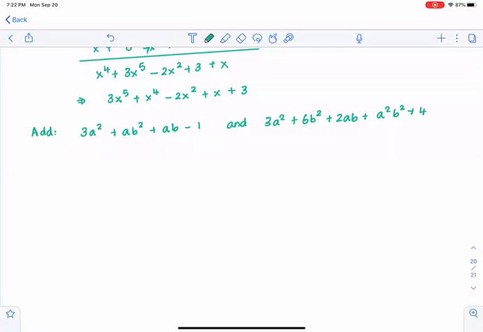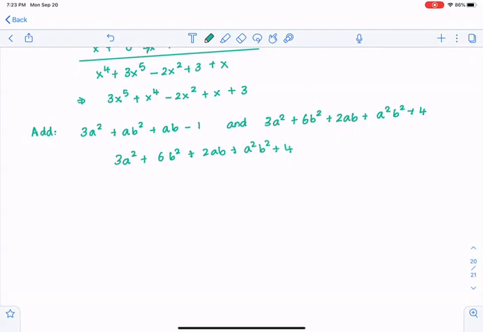So here we have polynomials that have two variables, a and b. We'd like to add them. So I'm going to put the longer polynomial as the first polynomial in my process. So 3a squared plus 6b squared plus 2ab plus a squared b squared plus 4.